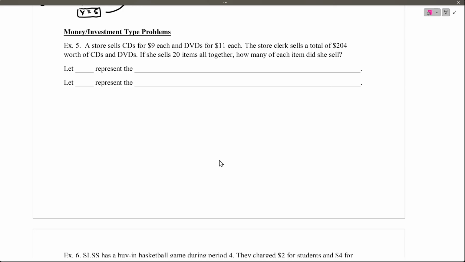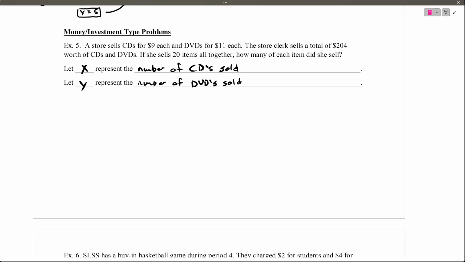So our unknown values, our x and our y, are going to be the number of CDs sold and the number of DVDs sold. Okay, so let's do that first. So let's say let x represent the number of CDs sold. And y is going to be the number of DVDs sold.